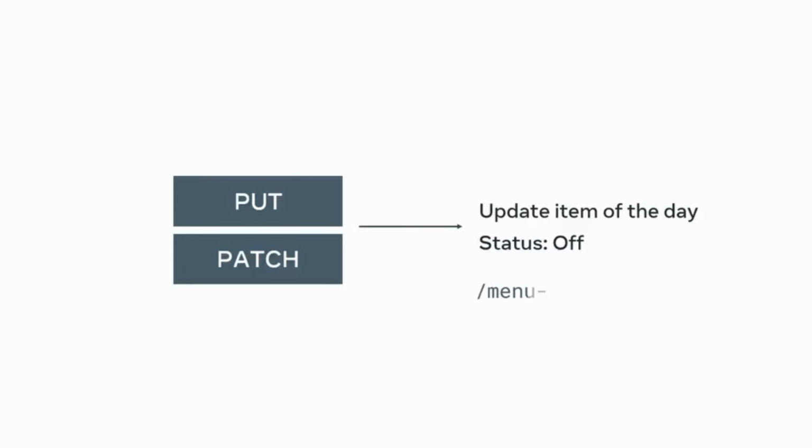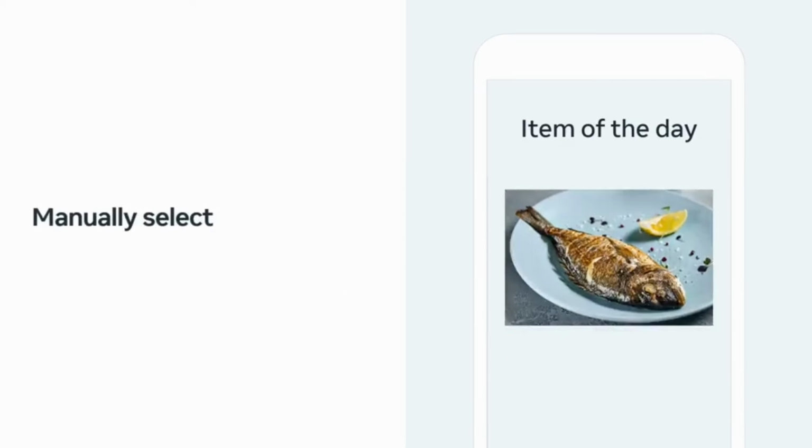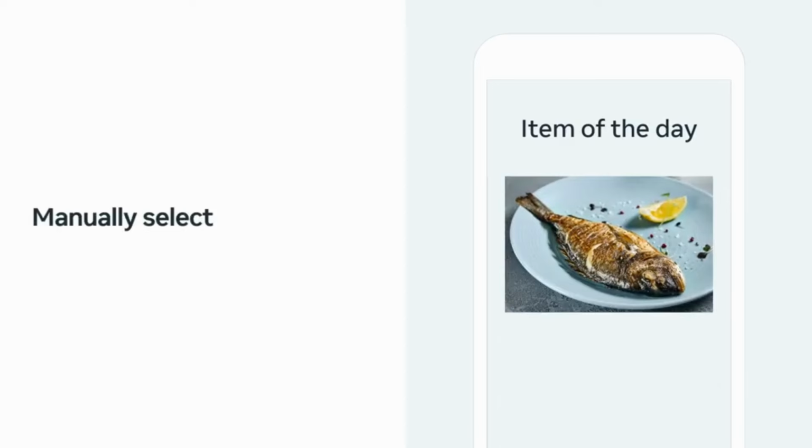A better approach is to create only one API which updates the menu item. Now, when the manager updates the item of the day, an HTTP PATCH or PUT call is sent to the API to set the status of the previous item of the day to off. Say item 16 is the item of the day. The API for such a call would be menu-items/16 with an HTTP request body with a status set to off. The manager then manually selects a new item of the day, which makes another API call to update its status.